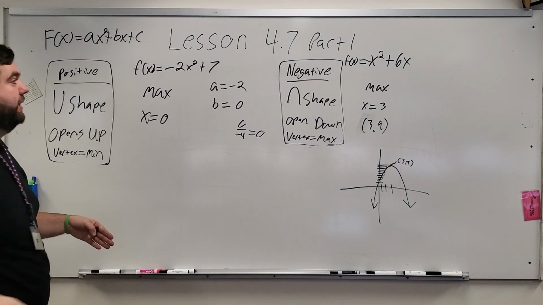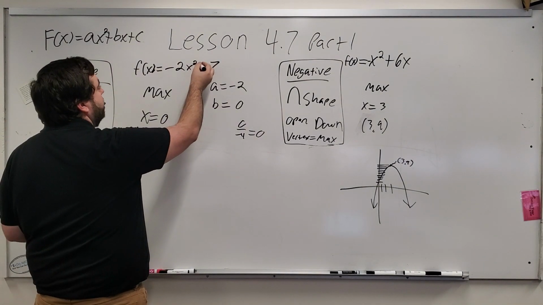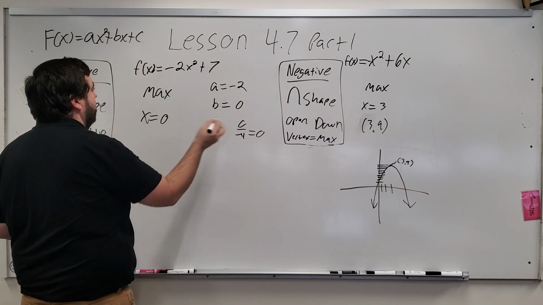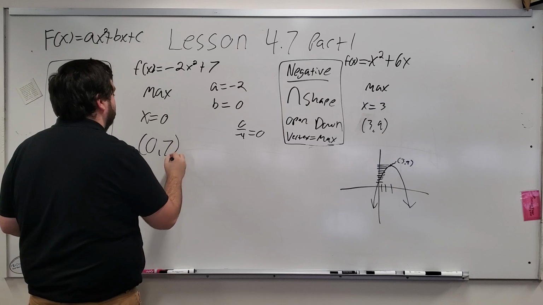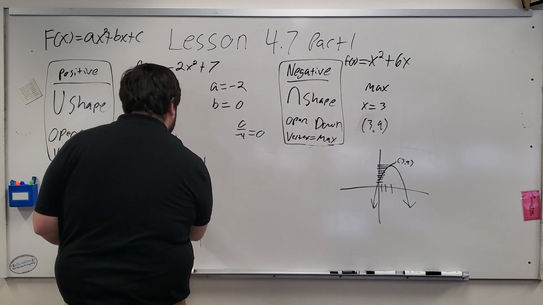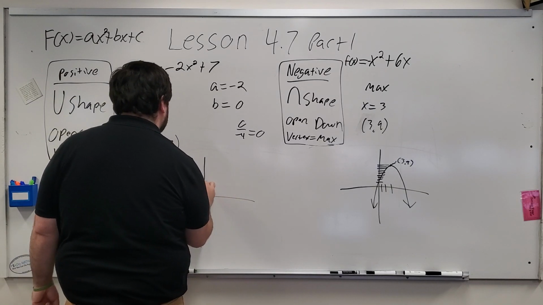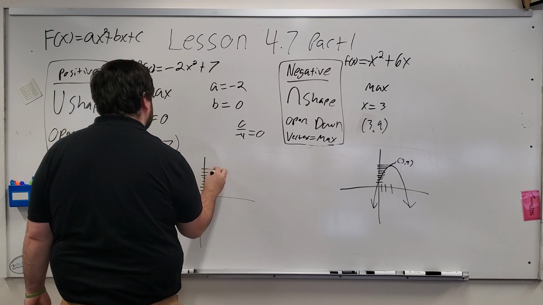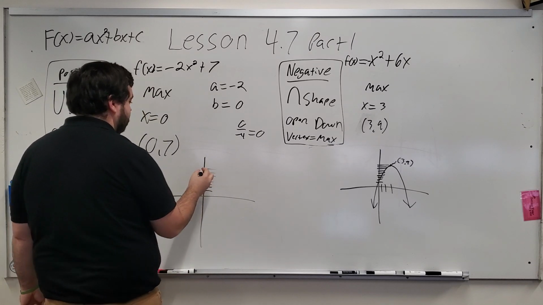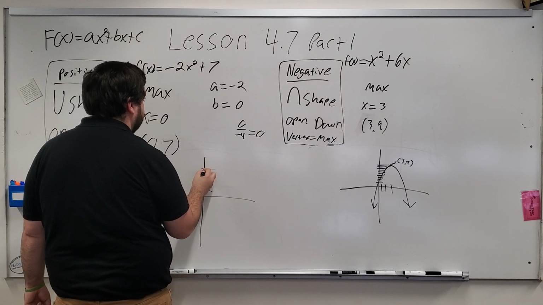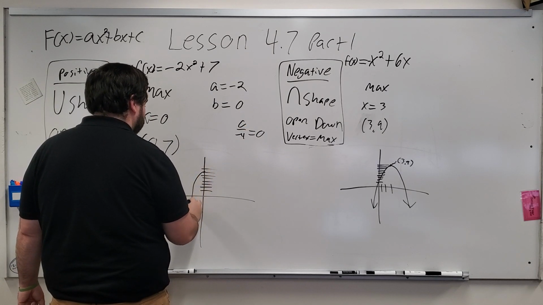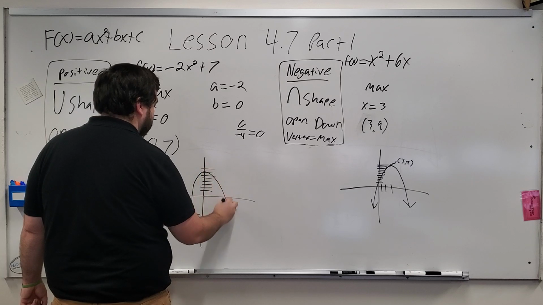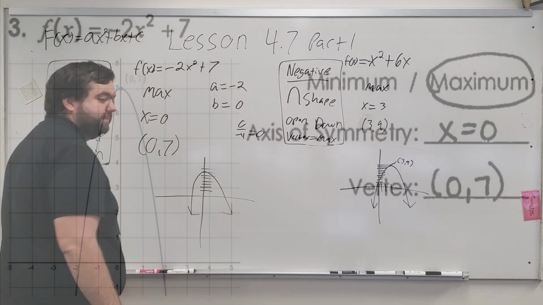I then plug that in, right? So I get 0 squared is 0 times negative 2, 0 plus 7. So my vertex is going to be at 0, 7. 1, 2, 3, 4, 5, 6, 7, 8. I only need to go up to 7. There's my vertex, and we said it's a max, so it opens down. So it's going to look something like that.